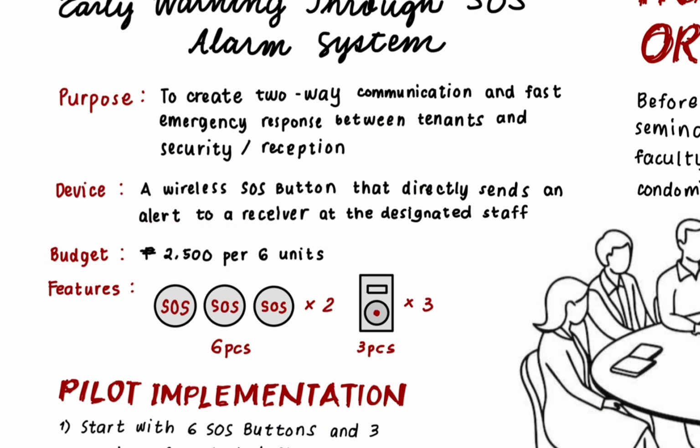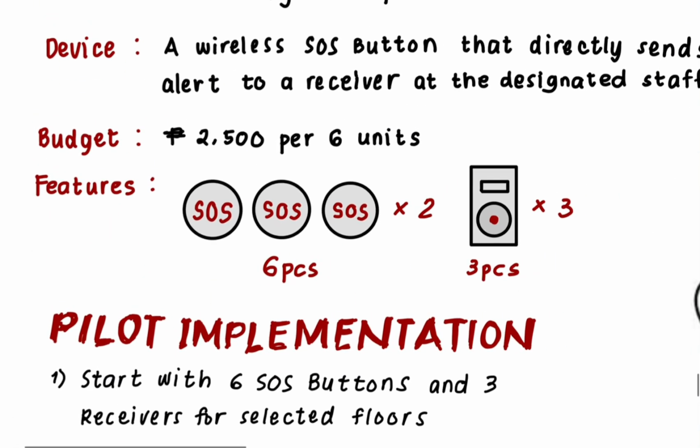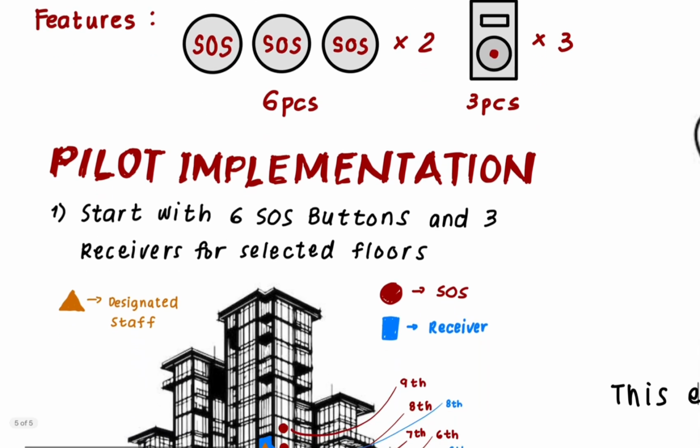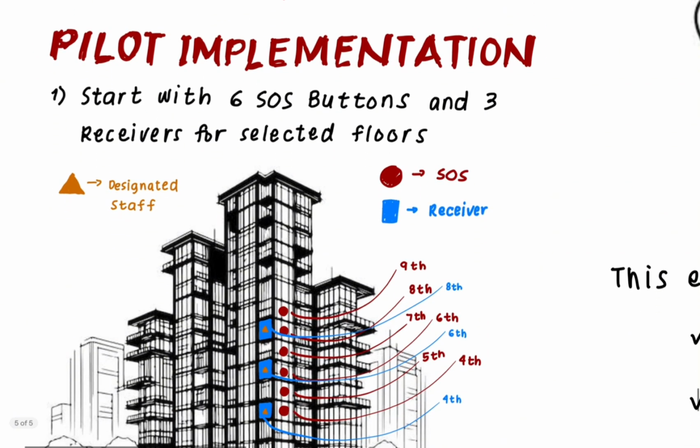So the features of that device is like this. It's a circular device with SOS text in the middle, and we'll have a receiver right here, 3 pieces of it, and 6 pieces of these SOS buttons. So in order for this to be created, of course, we'll have a trial testing first. So we have a pilot implementation, starting with the 6 SOS buttons and 3 receivers for selected floors.